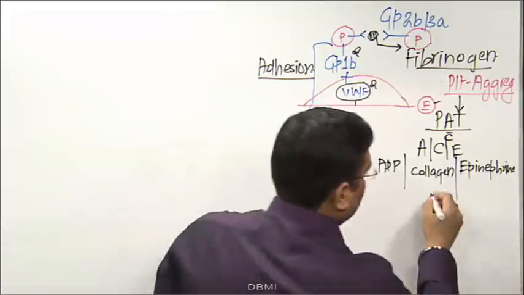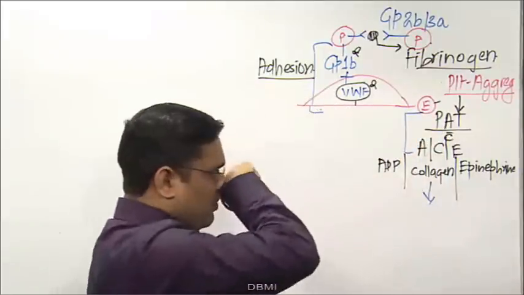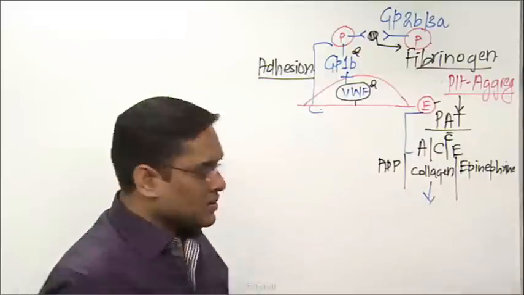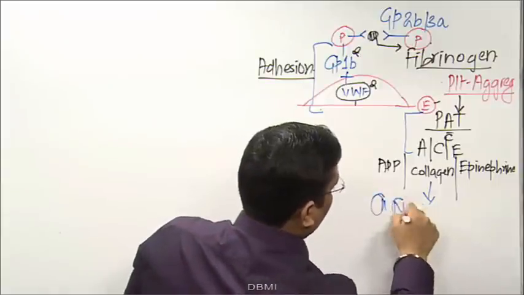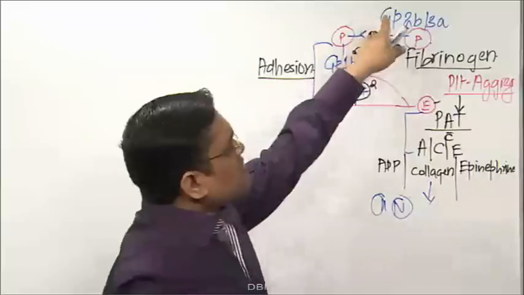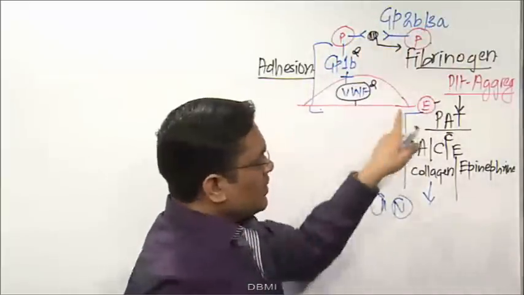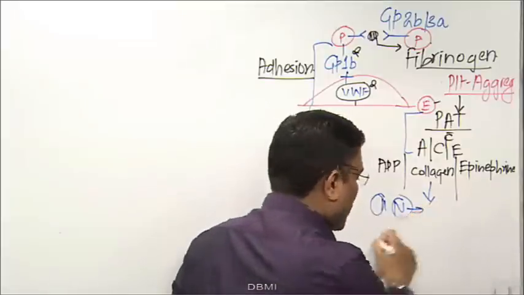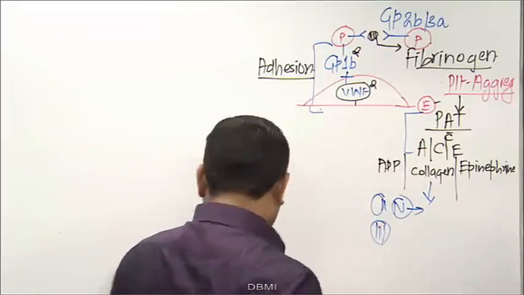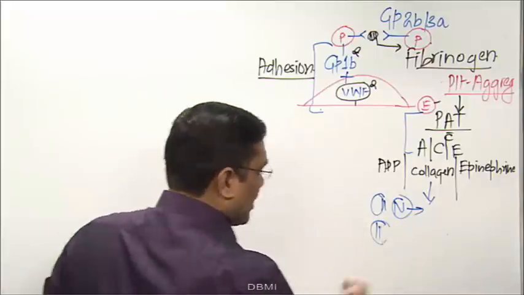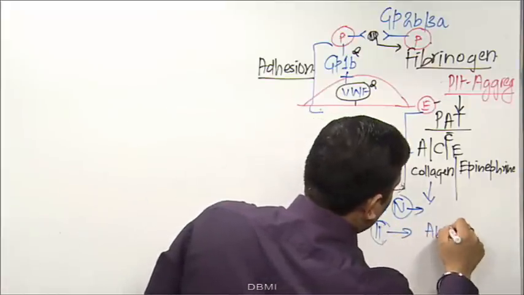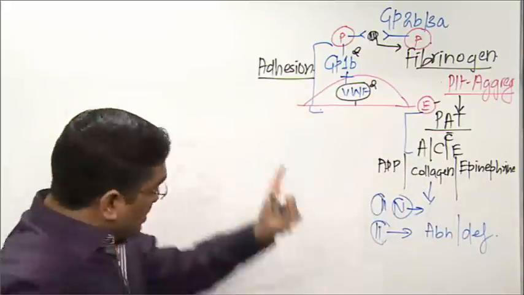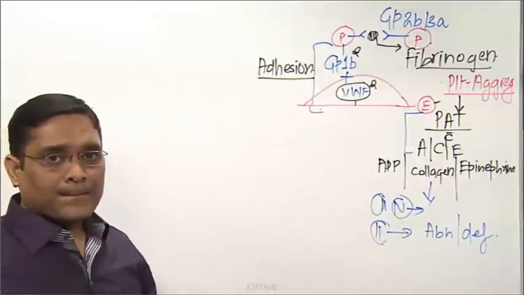So in the lab investigation, when we do platelet aggregation with ADP, collagen and epinephrine, we can interpret two results. Either it is normal, when all of these are present and GP2B3A is present on the platelet surface, and the platelet aggregation test with ADP, collagen and epinephrine will be considered normal. If any of them is absent, then we will say it is an abnormal or defective platelet aggregation. So this is very simple, there is nothing new.